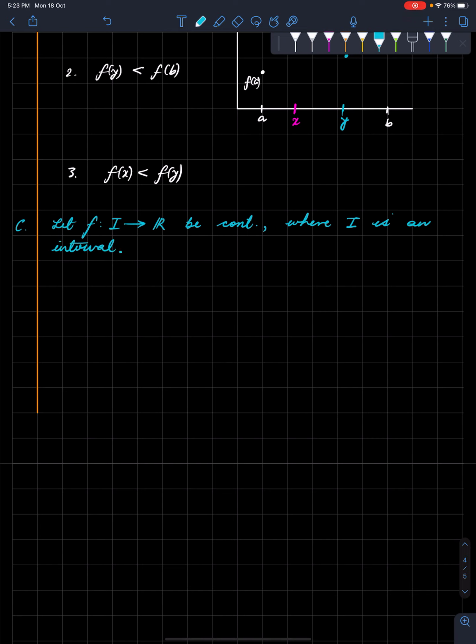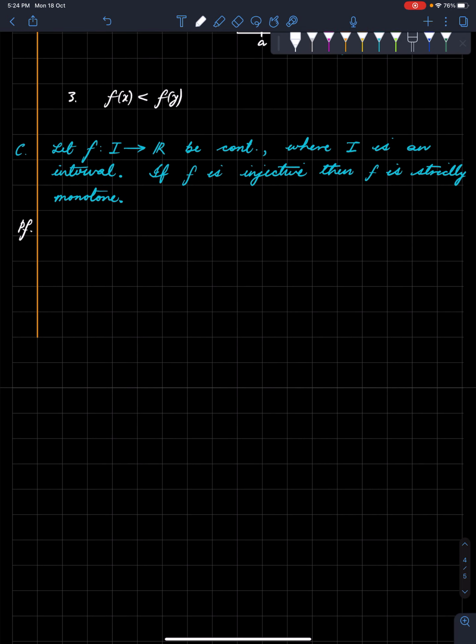So we are not assuming that I is a closed interval or anything. It's just some interval. If f is injective, then f is monotone. F is strictly monotone. Okay, so it's a clear generalization of the previous lemma.